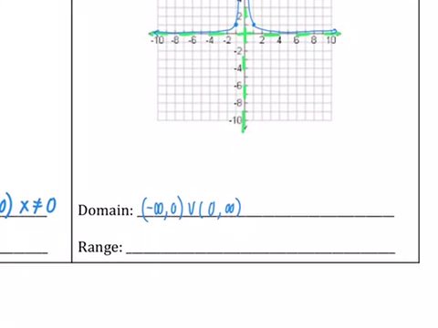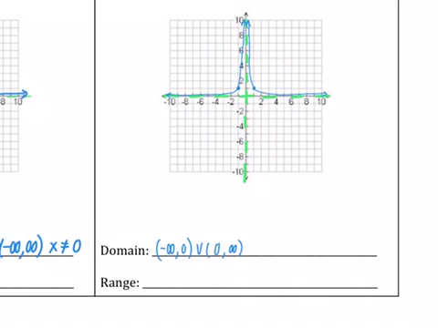And there's really only one piece for the y values because they're all positive, so they're all above 0. So we could say 0 to infinity, or you could also write that as y is greater than 0, and I'd be fine with that.